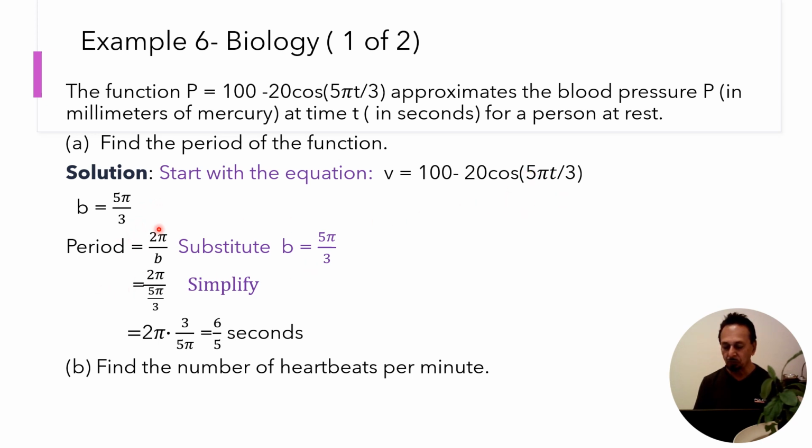So the period is 2 pi over b, so we substitute b equal to 5 pi over 3. So it becomes 2 pi over 5 pi over 3, which is equal to 2 pi times the reciprocal of that, 3 over 5 pi. So now we simplify, 6 pi over 5 pi, which is 6 over 5 seconds. Next, we're going to find the number of heartbeats per minute.